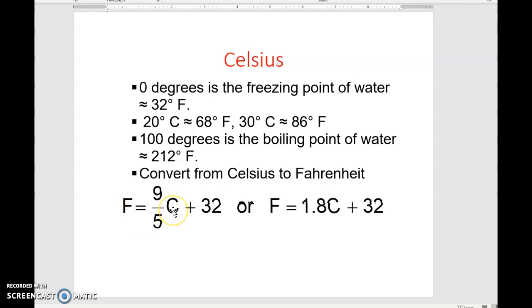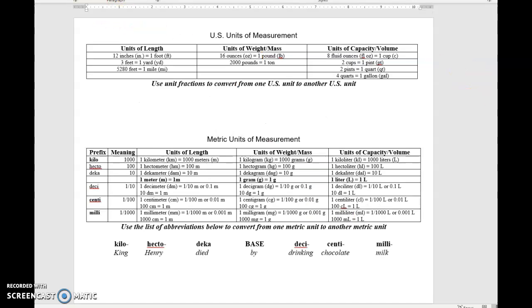If you're given a Celsius scale and you want to convert to Fahrenheit, you use this formula, or you can use this decimal formula. Either one will work. You will also need to refer to this section M.2.5, English metric units of conversion worksheet and handout that I have posted in Canvas. You can see I've got the U.S. units of measurement for length, weight, and capacity. Weight and mass, and capacity and volume, and their conversion units.